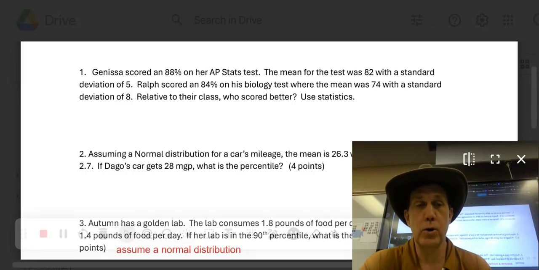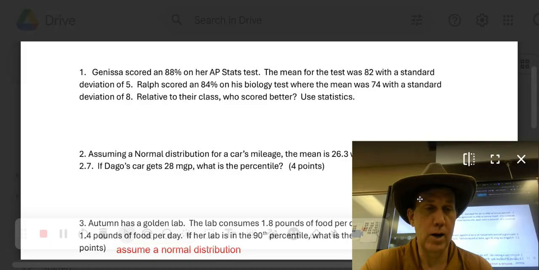Why am I wearing a cowboy hat? It is homecoming week. So it's cowboy and rock and roll today. So anyway, here we go.